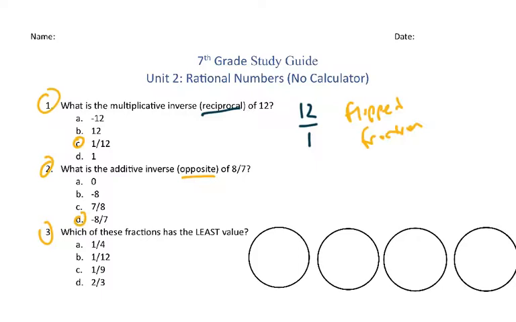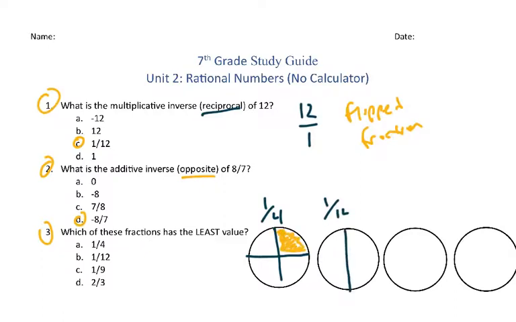3 says, which of these fractions has the least value, so which is the smallest? So let's go ahead and visually represent these. This is how you might want to think about these fractions, is visually. Let's start with 1/4. Remember that bottom number of the fraction, the denominator, tells you how many parts of the circle there are. And then that top number tells you how many of them we're counting. So one of those 4 counts here.